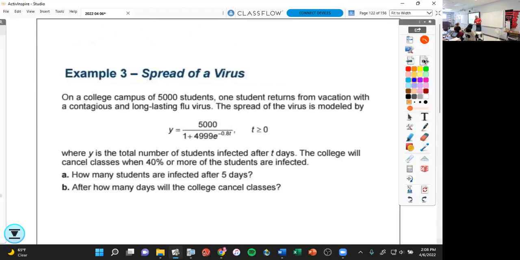Got a college that's 5,000 students. One student goes on vacation, comes back with a Rona, a long-lasting flu virus. The spread of the virus is modeled by this equation. Y is the total number of students that are infected. The college will cancel classes when 40% of the students are sick.